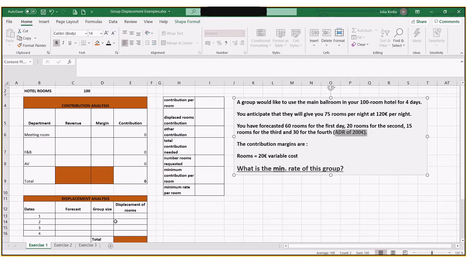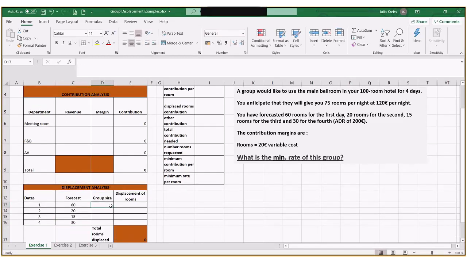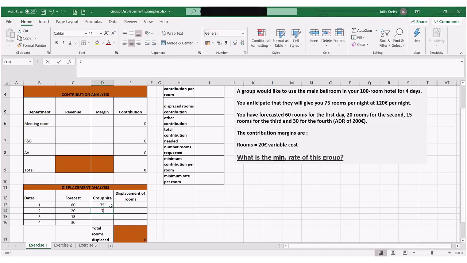All right, so we're going to fill in the displacement analysis first. We're first going to fill in the forecast, meaning how many transient bookings we have booked already at this moment. As it says here, day 1 is 60, day 2 is 20, day 3 is 15, and on the fourth day, 30. Then how large is the group? As it says, 75 rooms per night, that's 75 for all 4 of them.